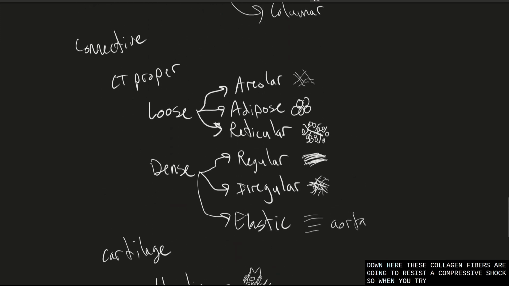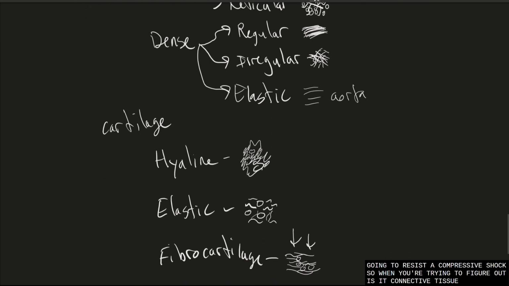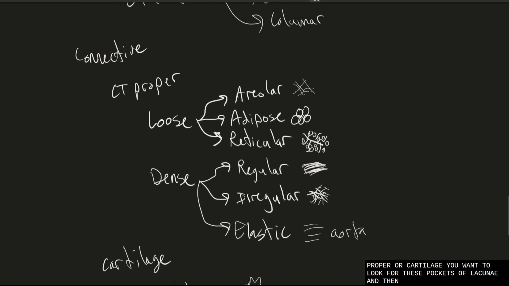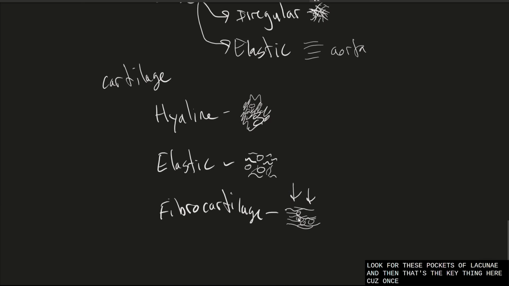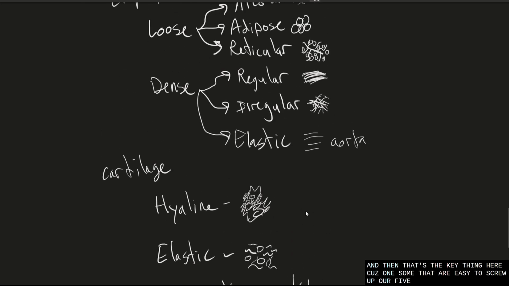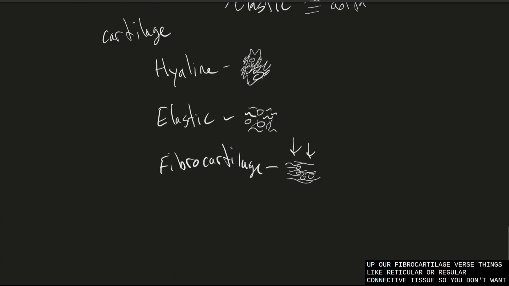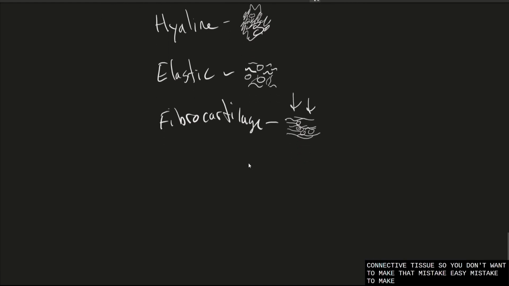So when you're trying to figure out, is it connective tissue proper or cartilage, you want to look for these pockets of lacunae. That's the key thing here, because some that are easy to screw up are fibrocartilage versus things like reticular or regular connective tissue. You don't want to make that mistake. Easy mistake to make too.